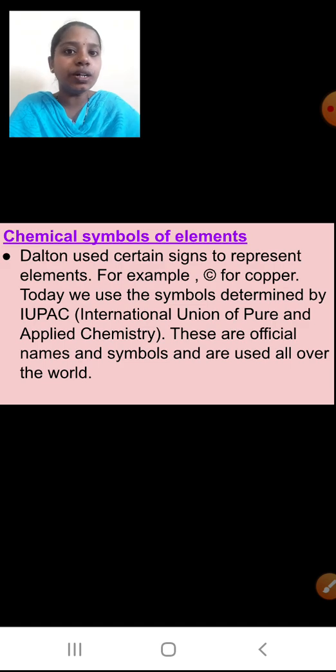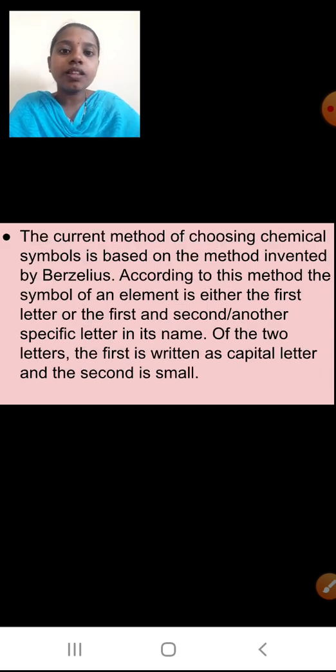Anywhere you travel in the world, if you study applied chemistry, or go abroad and study chemistry, you are going to get all the symbols and names given by IUPAC. Okay, it is a standard. Okay students, now the current method of choosing chemical symbols is based on the method invented by Berzelius. He is the scientist who gave the method to assign chemical symbols to the elements.